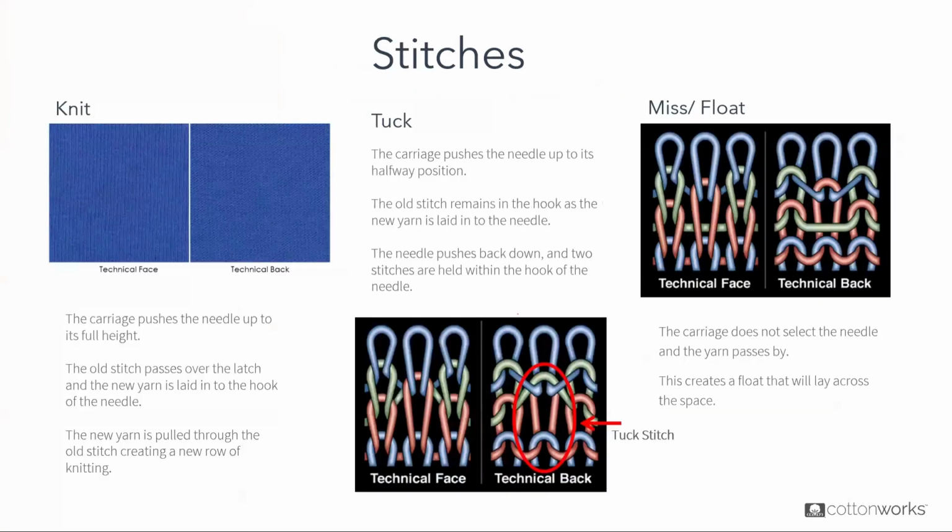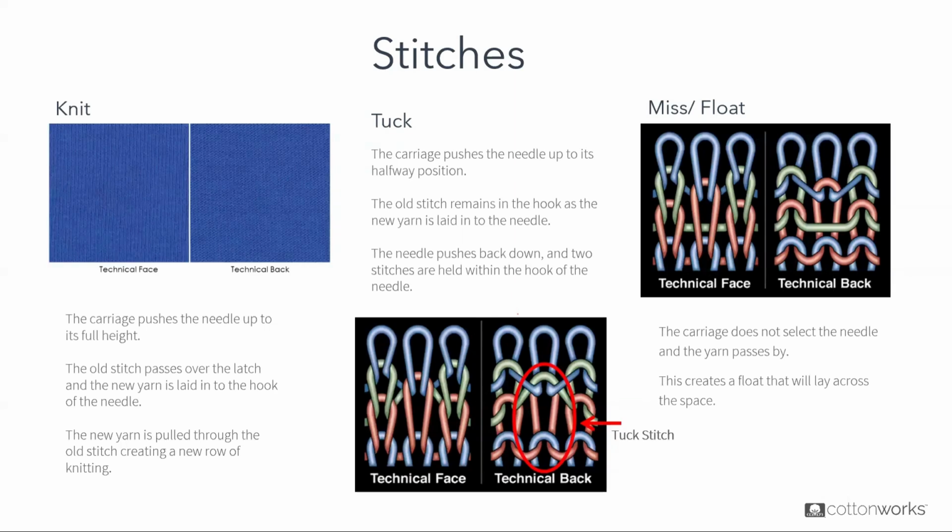The stitch that we choose to use on our fabric will not only give a different aesthetic, but will give different performance characteristics as well. There are 3 stitches that we use in knitting. This is a knit stitch, a tuck stitch, and a miss or float stitch.